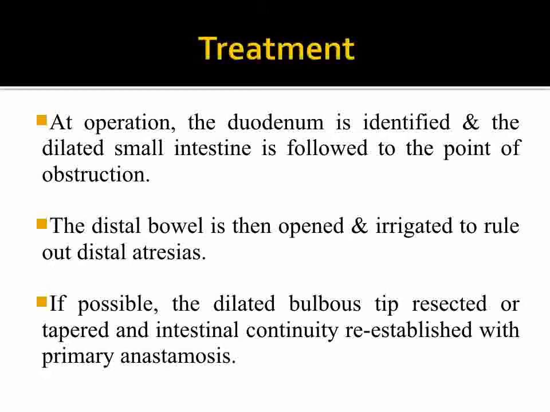Okay, in atresia, the bulbous part of the dilated proximal intestine will be resected, and the distal bowel will be opened and irrigated to rule out distal atresia or distal obstruction. The dilated bulbous part is resected or tapered, and the intestinal continuity is re-established by primary anastomosis, meaning to anastomose the proximal dilated intestine to the distal collapsed intestine. Okay.